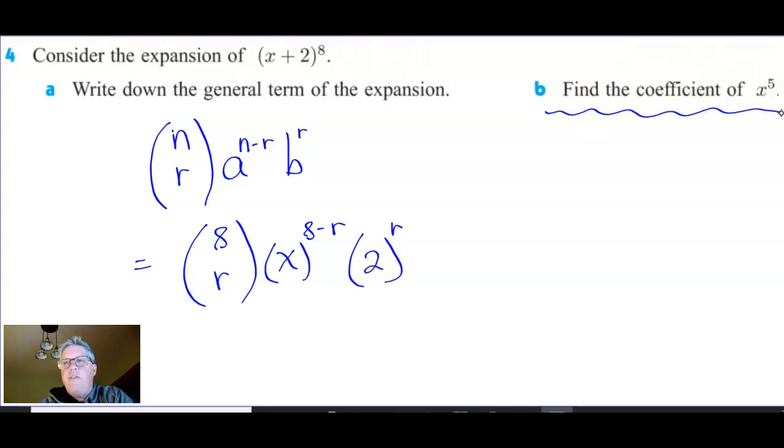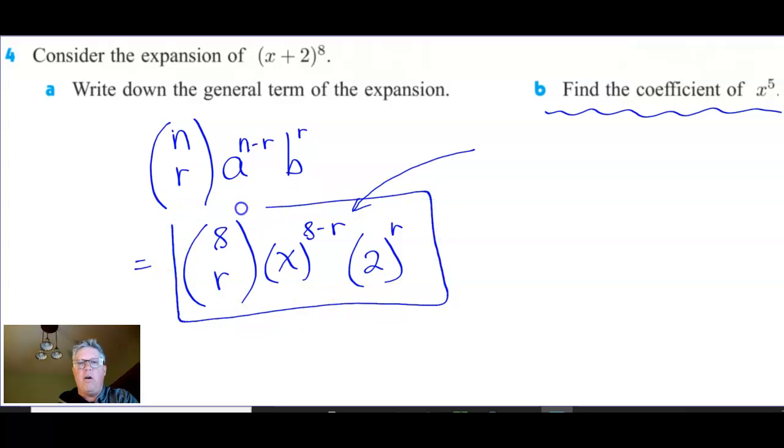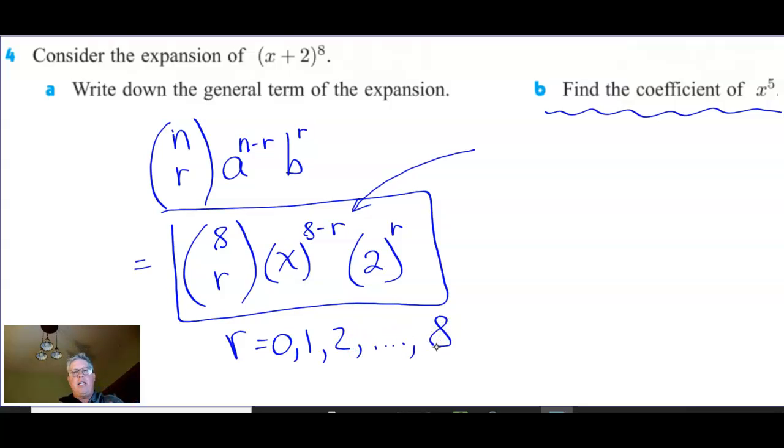So find the coefficient of x to the 5th. And I don't want to multiply this out. So the question is, could you pick a value for r so that I will end up with x to the 5th? I really hope so. It's a really easy question to answer, but you've got to ask yourself the question. You've got the general term. I can pick r equals 0, 1, 2, all the way up to 8. And when I do that, I pump out all the terms. But I don't want to randomly pick numbers for r. I want to pick a value for r so I get x to the 5th.